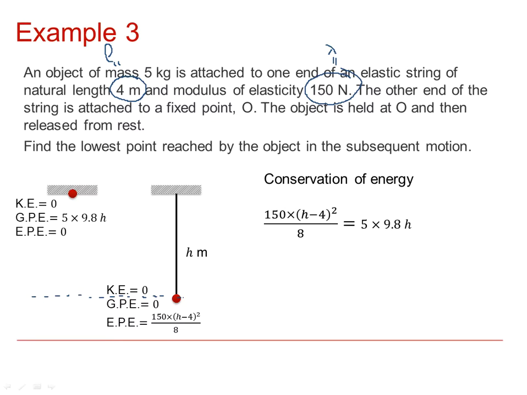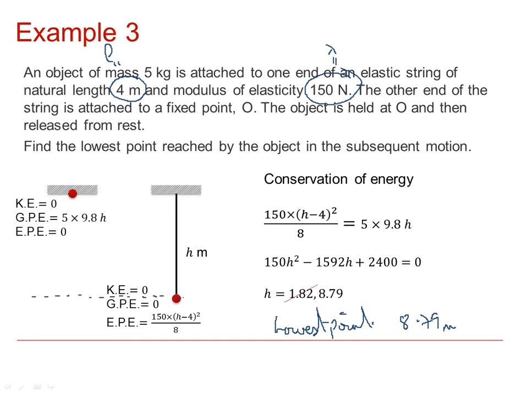This rearranges to give us a quadratic in h, which is 150h squared minus 1592h plus 2400. That, of course, we can solve to give h is equal to 1.82 or 8.79. Now we can discard one of those, because if h is 1.82, then it's actually above the point of the string becoming stretched, so it would give us an extension which was negative, and that wouldn't be possible. So we can disregard the 1.82, giving us h as 8.79 meters below the point. So the lowest point reached is 8.79 meters below our starting point.